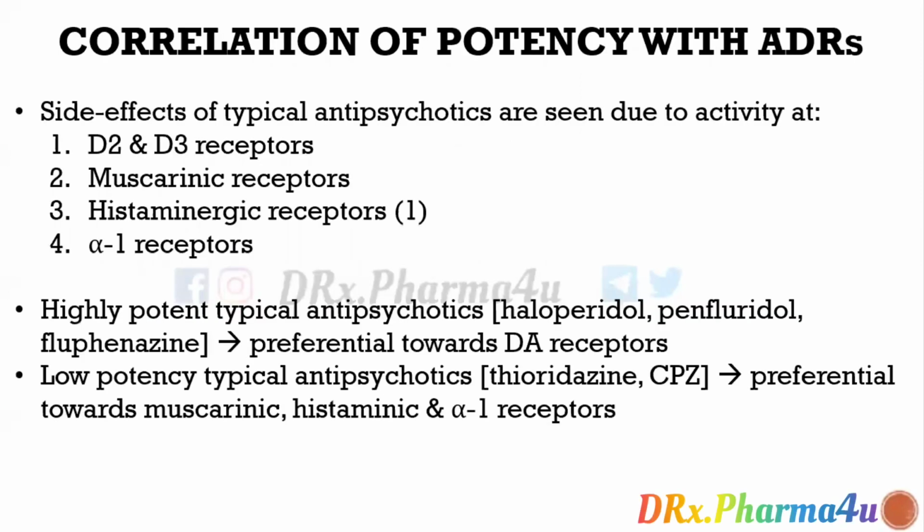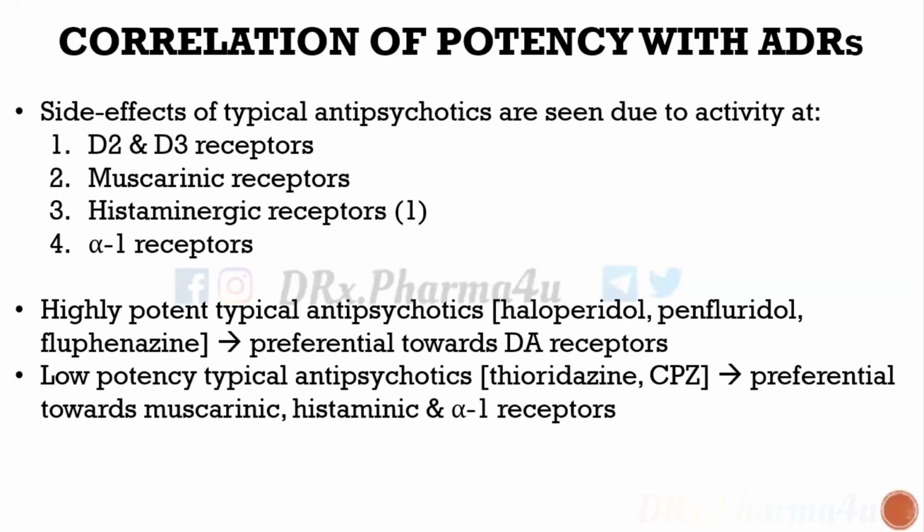Now we come to the correlation of potency with ADR. This is actually applicable to first generation antipsychotics. Always remember, first generation antipsychotics are also known as typical antipsychotics, and typical antipsychotics are classified based on potency into two. The first is known as low potency antipsychotics, and the second is known as high potency antipsychotics.